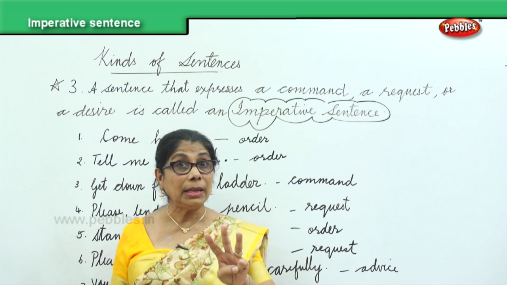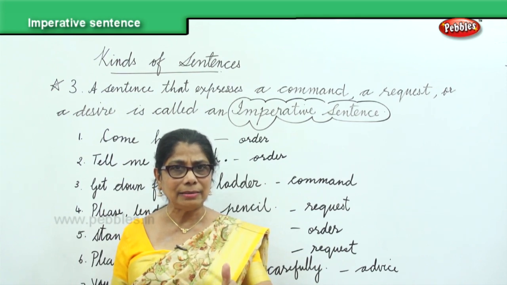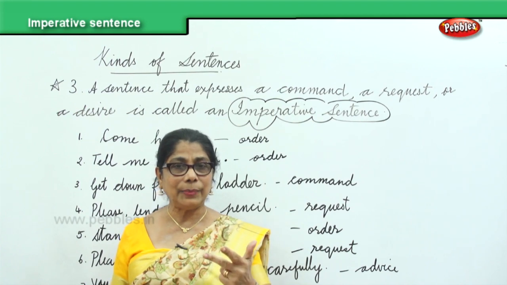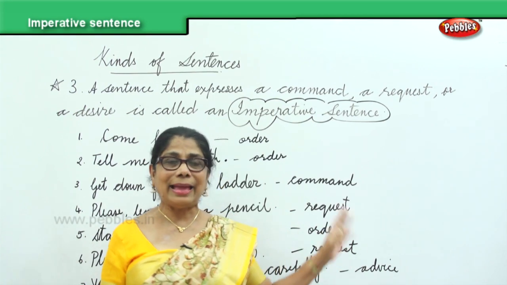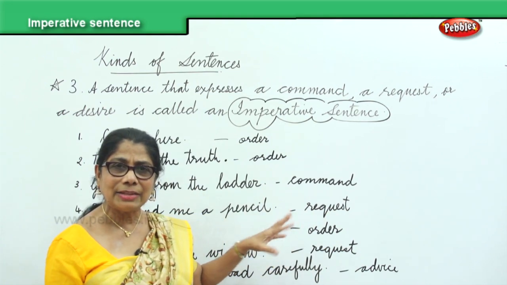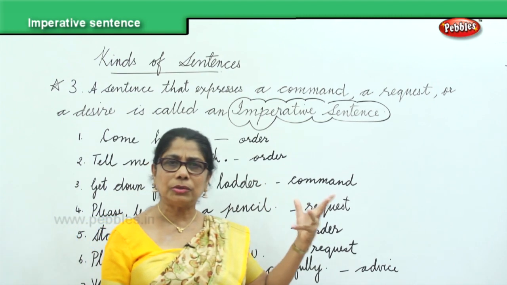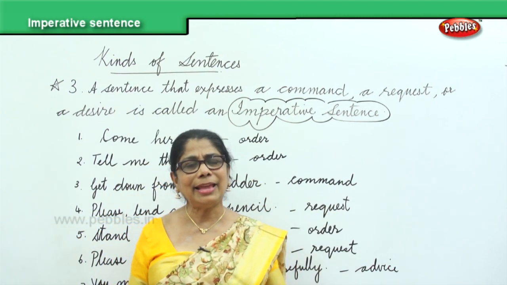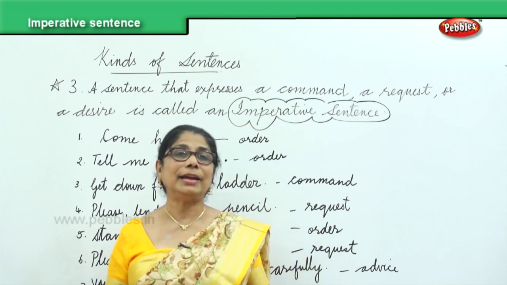We have done 3 kinds of sentences so far. One, declarative sentence. Second, we did interrogative sentence, ends with a question mark. And here's an imperative sentence. It has command, request, desire, wish, all sorts. Then you can detect that they are all imperative. And finally, we are going to do the last kind of sentence.